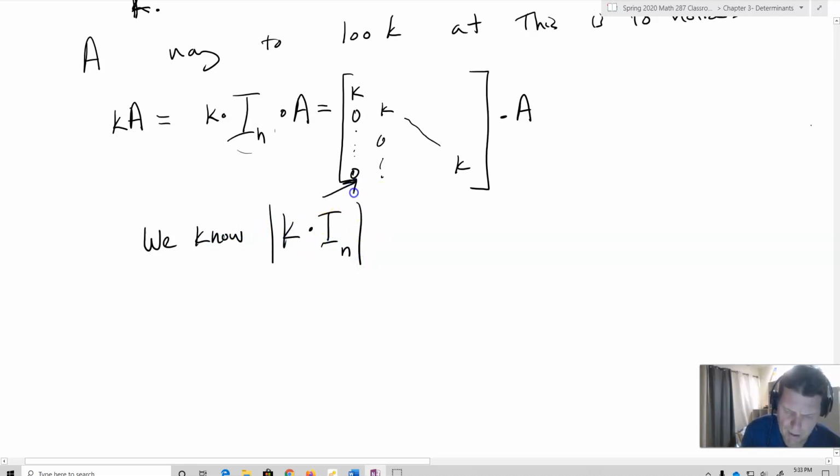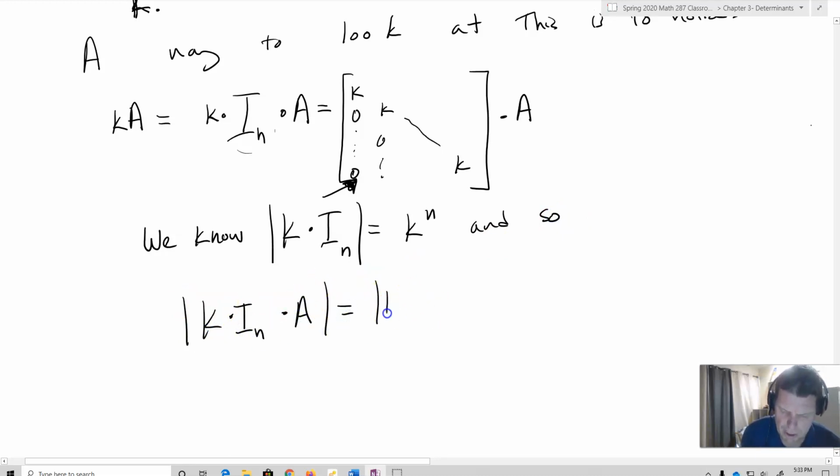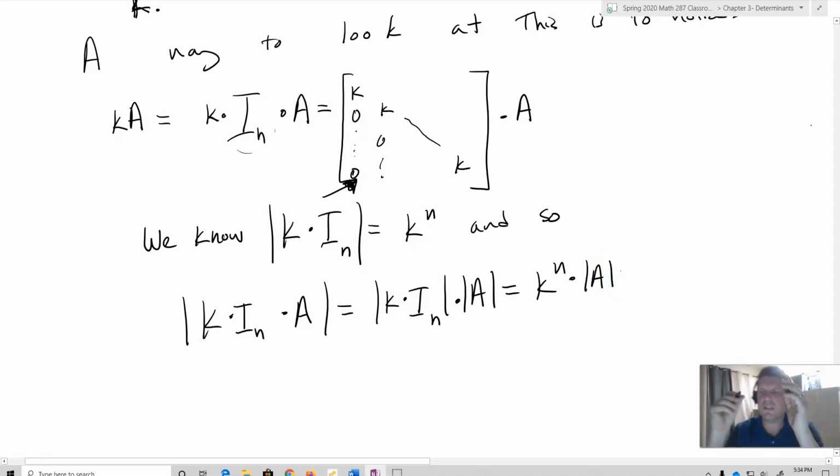This guy right here is just the multiplication of the diagonal, right? It's going to equal K to the N, yes? And so the determinant of K times I to the N times A is going to equal the determinant of K times I to the N times the determinant of A, which equals K to the N times the determinant of A, okay? So in the case of just multiplying a single row, you're going to multiply K times the determinant.